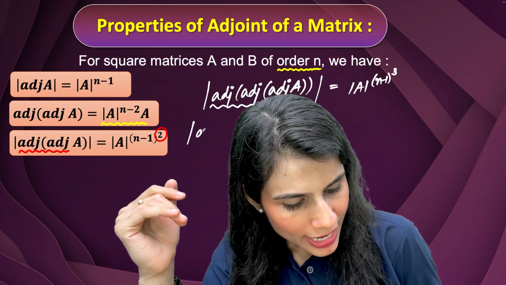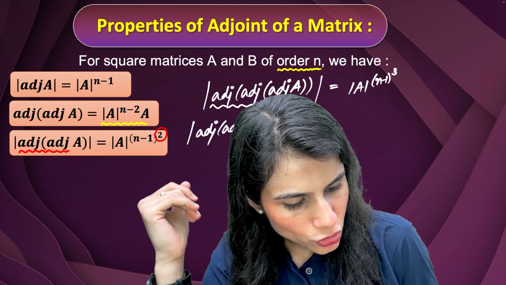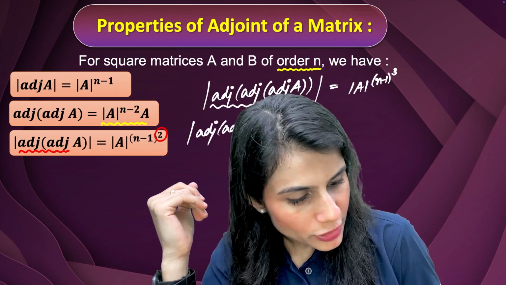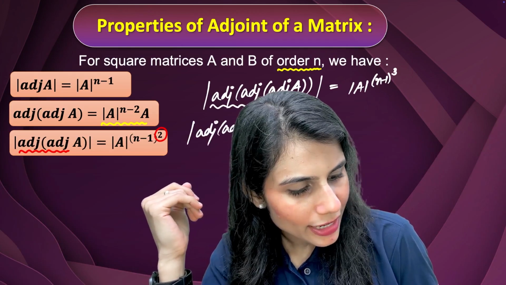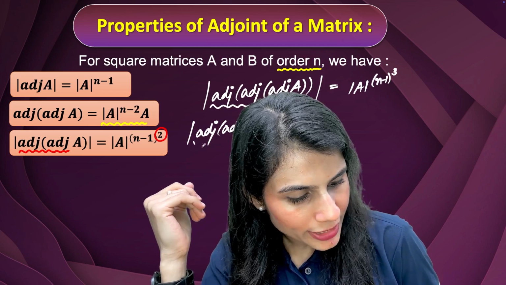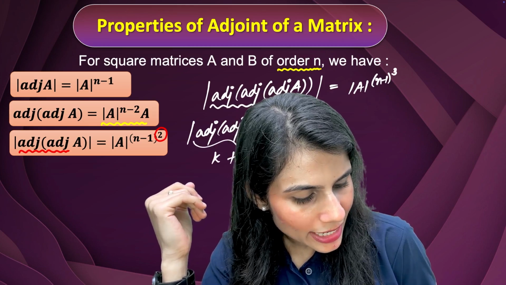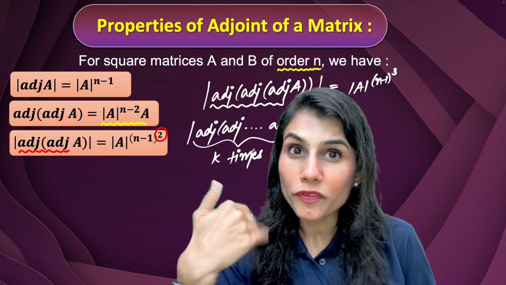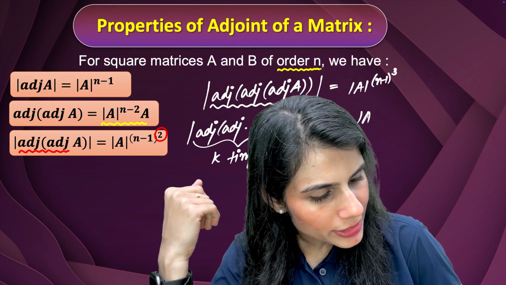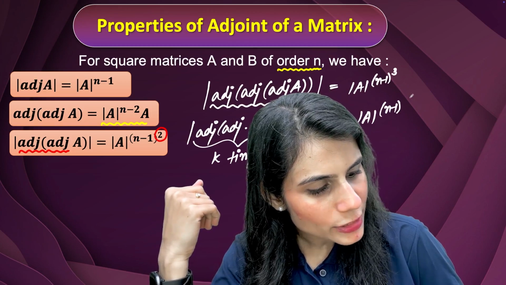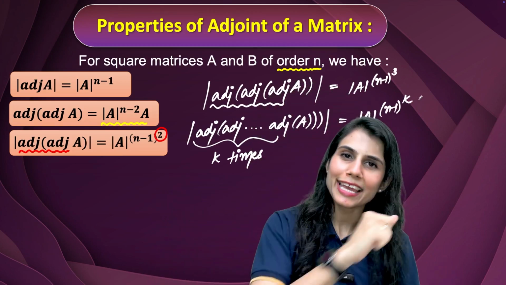Extrapolated to the most general scenario. If I have adjoint of A, that means I am attaching adjoint how many times? K times. Then as a result, what will happen on the right hand side? This will be determinant of A to the power n minus 1 whole to the power K.